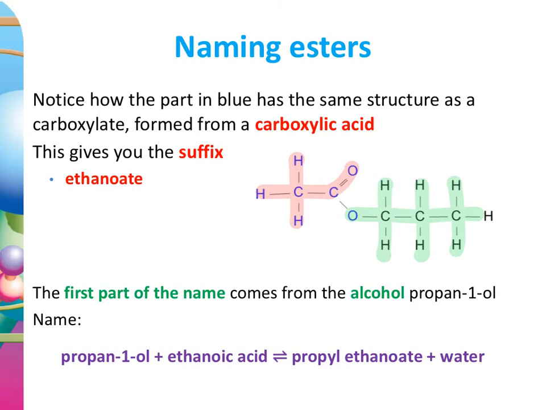So the chain with the carbonyl is going to be the suffix. We can see that the chain with the carbonyl is 2 carbons, hence it's ethanoate. And then if we look at the remainder of the structure, the part that's come from the alcohol, that's going to be the prefix. We can see that's a 3-carbon chain, so it's prop, and simply then the name is going to be propyl ethanoate.